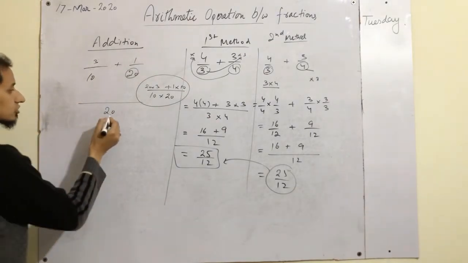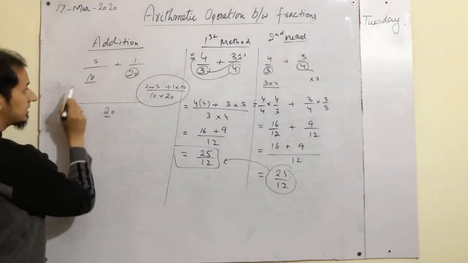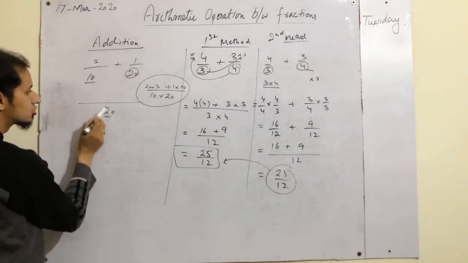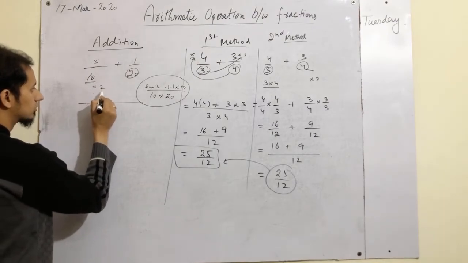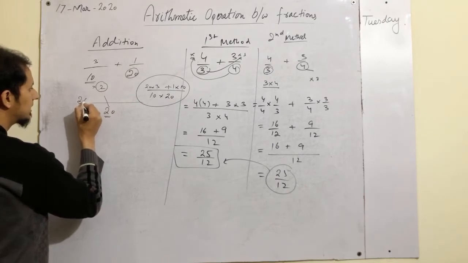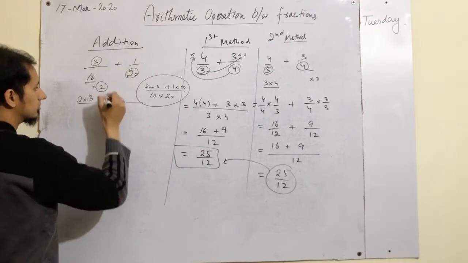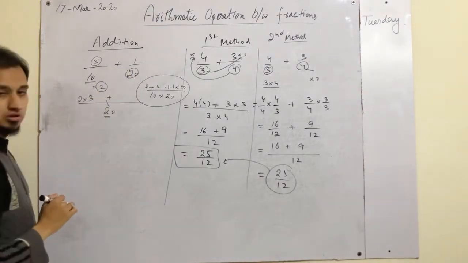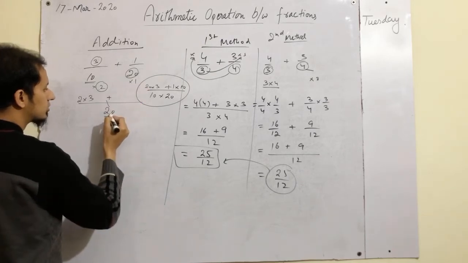So here we have a 20. So 10. How many times does 10 go into 20? 10 twos are 20. So 10 into 2 we get 20. So this 2 we can write here, multiply by this 3, and the operation we can write below, and then 20 multiplied by 1 equal to 20.